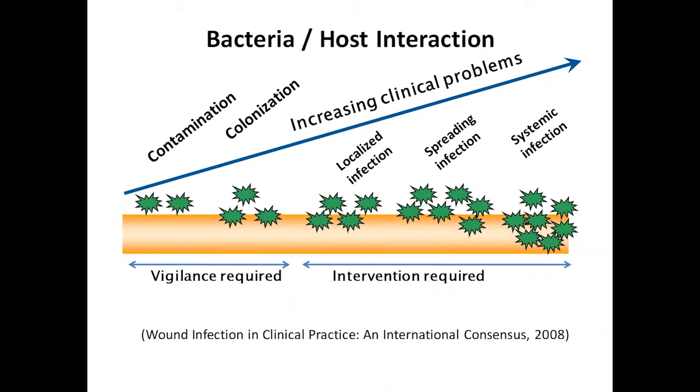But as you move to the right, you may get some more aggressive bacteria that start to interfere with the healing process. At the early stage, we would call that a localized infection, usually in the wound bed. If it then progresses, spreading infection, I'm going to talk about each of these, and if it's allowed to get into the bloodstream, we're talking about sepsis and septic shock. You don't ever want to see that if possible.